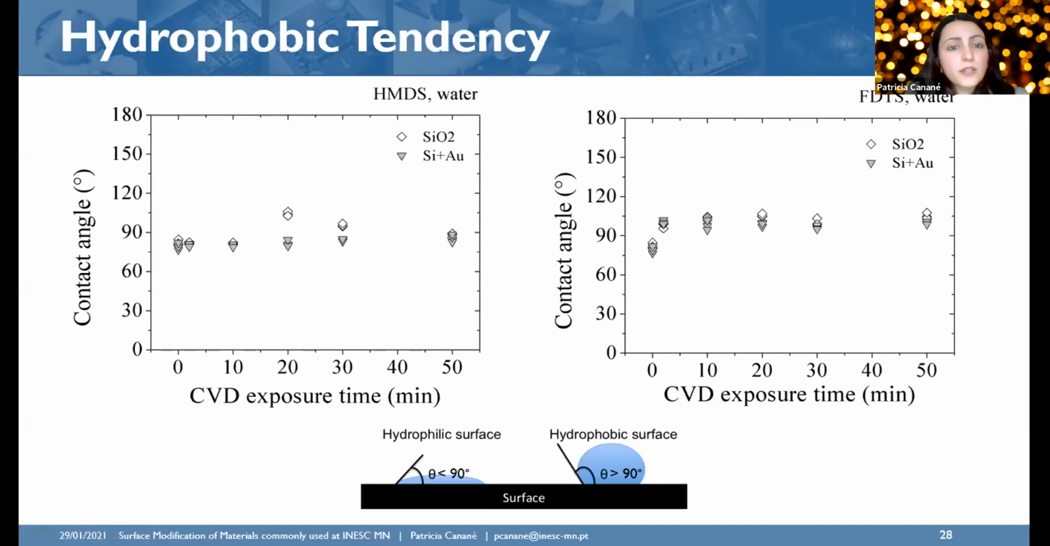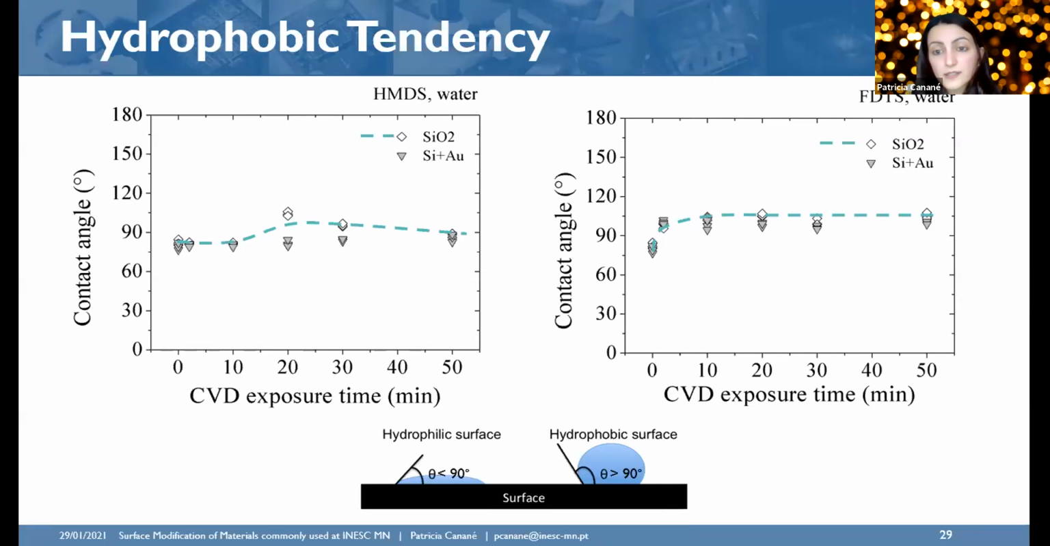As for the substrates with hydrophobic tendency, we can see here that silicon dioxide suffered an increase in contact angle after being exposed to both silanes. Silicon dioxide presents an initial hydrophobic tendency because it has, as I mentioned before, some carbon atoms. And here, after being exposed to HMDS, this increase is associated with some hydroxyl groups that were still present on the substrate and that could react with HMDS.